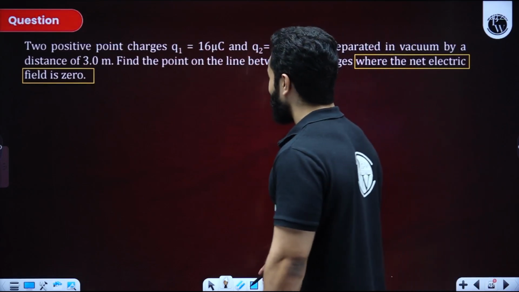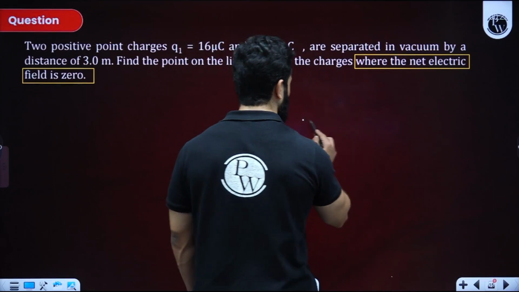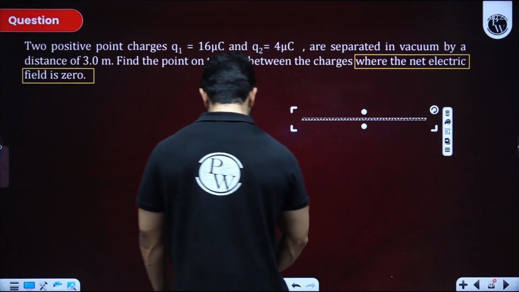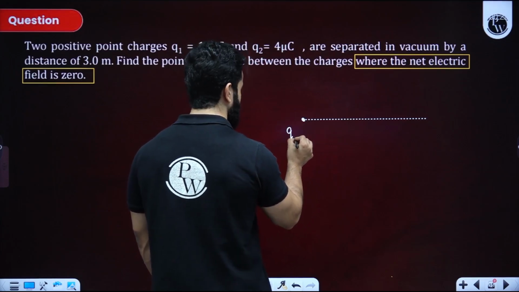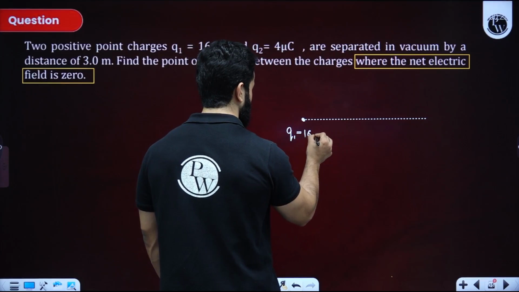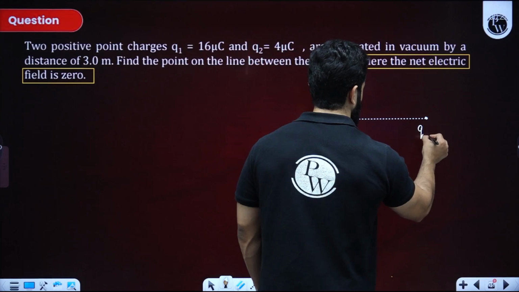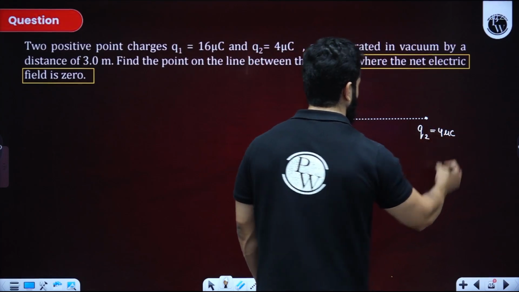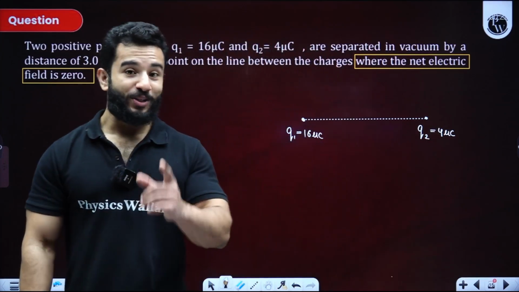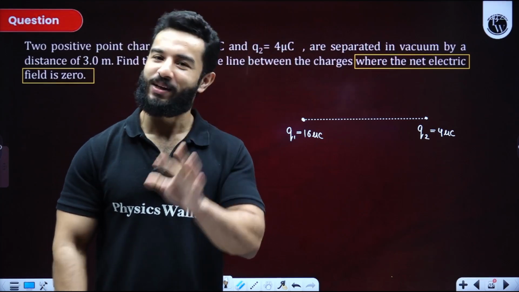So you have 2 point charges, both of them are positive. You have Q1 equals 16 microcoulomb, Q2 equals 4 microcoulomb, right? You want to find out the equilibrium point where electric field and force will be 0. They both mean the same thing.